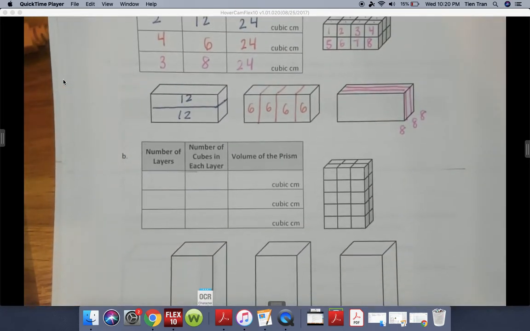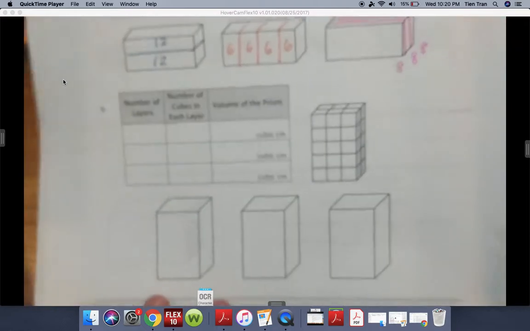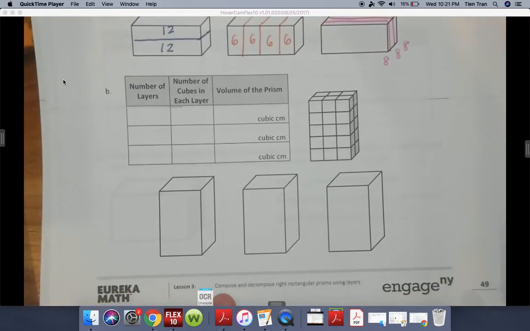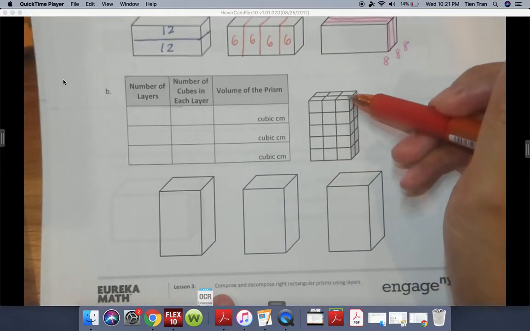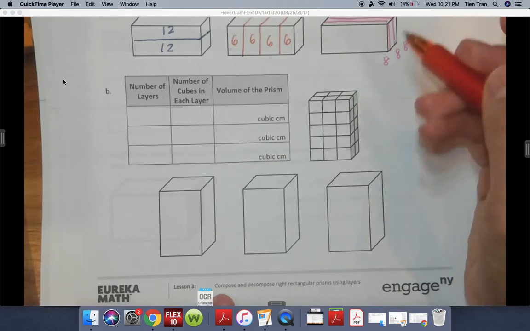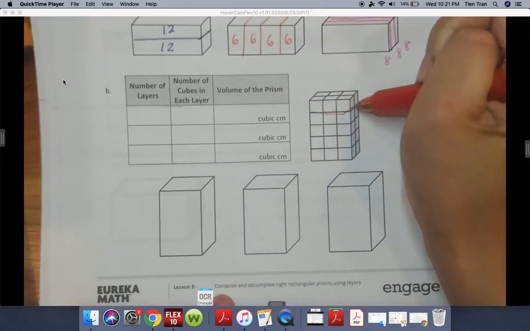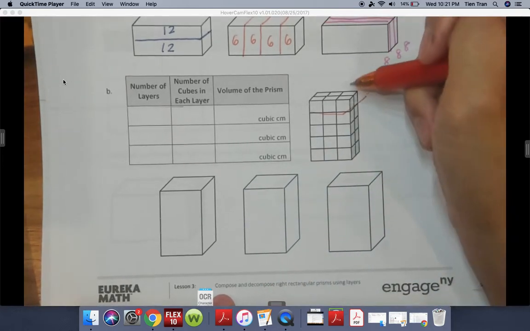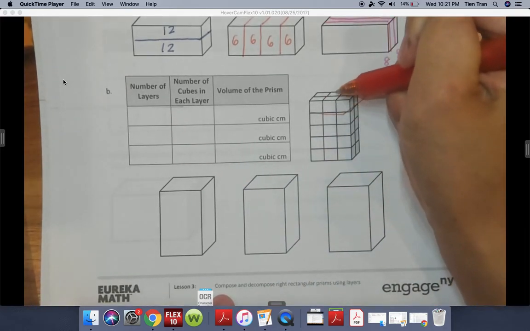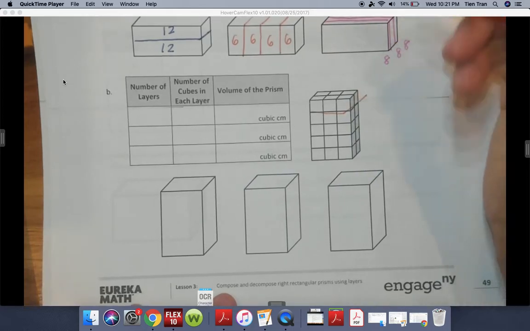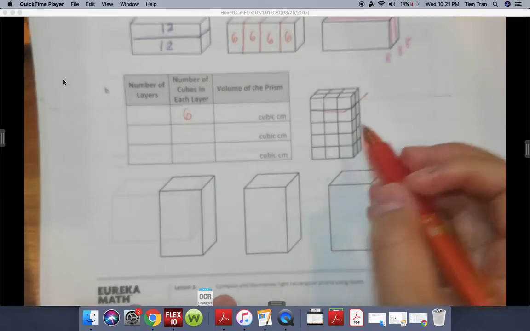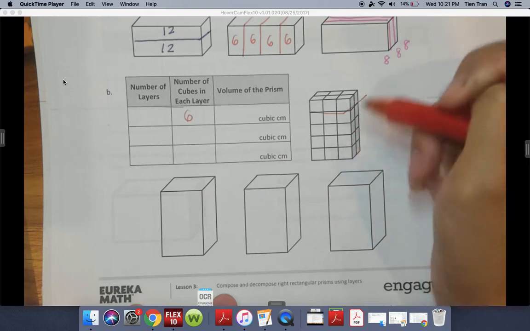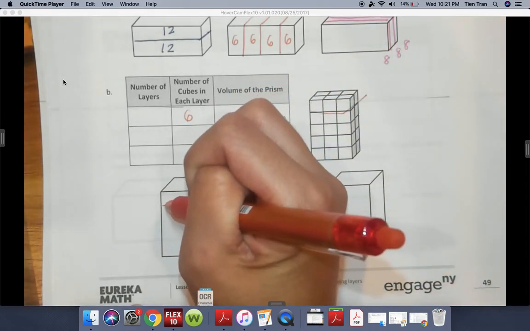Now, I'm going to move on to the next one. Same thing as problem A. I'm doing the same thing. I'm looking at this right here. First thing I'm going to do is I'm going to decide to slice it this way. You see that? So I'm going to slice it that way. And each one is going to be 1, 2, 3, 4, 5, 6. So there are 6 cubes in each layer. And there are 1, 2, 3, 4, 5. So I need to cut this into 5.